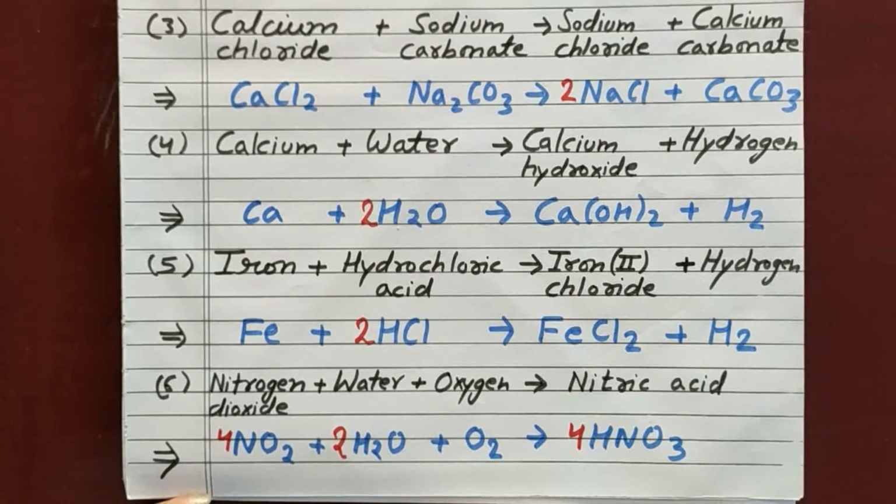Now counting the number of oxygen atoms, here we are having 4 multiplied with 2, 8 oxygen, plus 2, 10, plus 2, 12. Here 4 multiplied with 3, 12 oxygen atoms. So this is the 6th balanced equation.